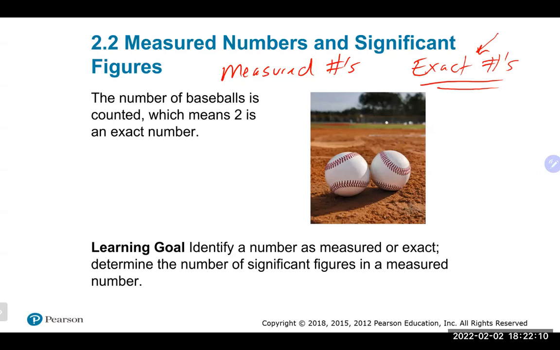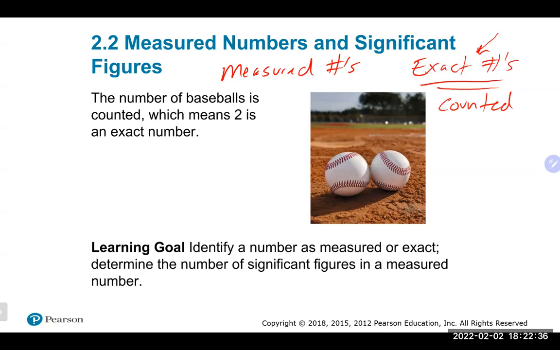But if we had these two baseballs here, we would not do any type of experiment to figure out how many we had, right? We would simply count them. So one way that we get exact numbers is from things that are counted. You're not going to use some scientific method to figure out how many there are. You're just going to count them.